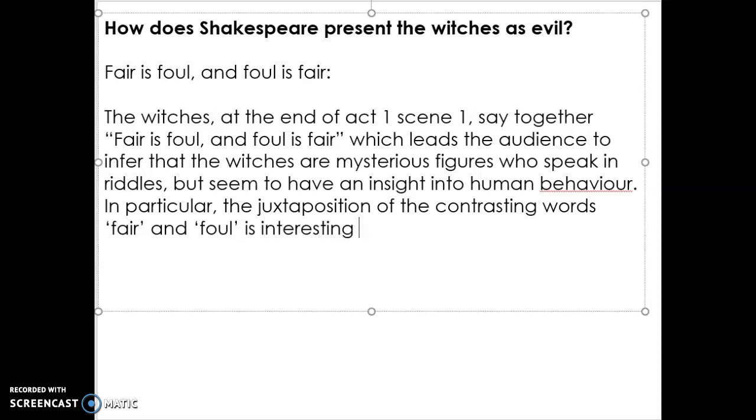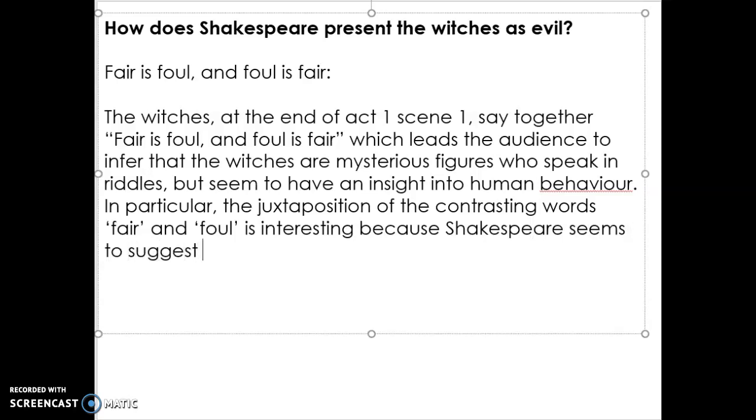So that obviously now I need to explain why it's interesting. It's not enough to just say it's interesting, is it? Because Shakespeare seems to be signalling that these two things are the same, that one is the other, because Shakespeare seems to suggest that they are one and the same thing.